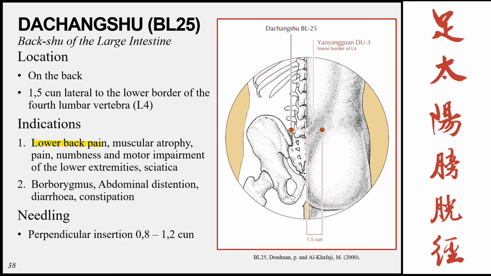And then, because it's also a back shu of the large intestine, it can be used for dysfunction of the large intestine organ. This is things such as borborygmus, abdominal distension, diarrhea, or constipation. Needling, we're going perpendicular insertion, 0.8 to 1.2 tsun.